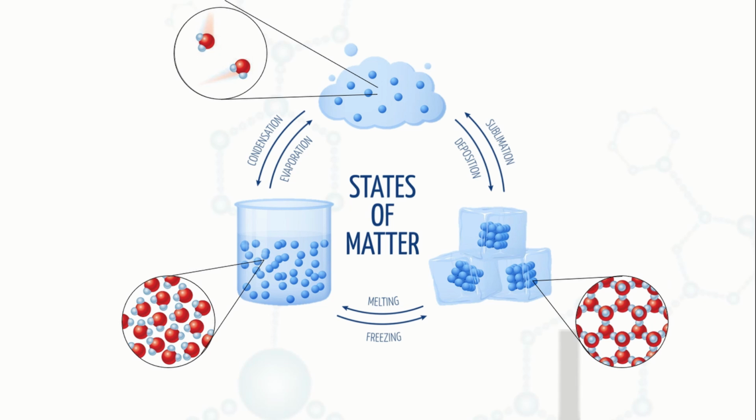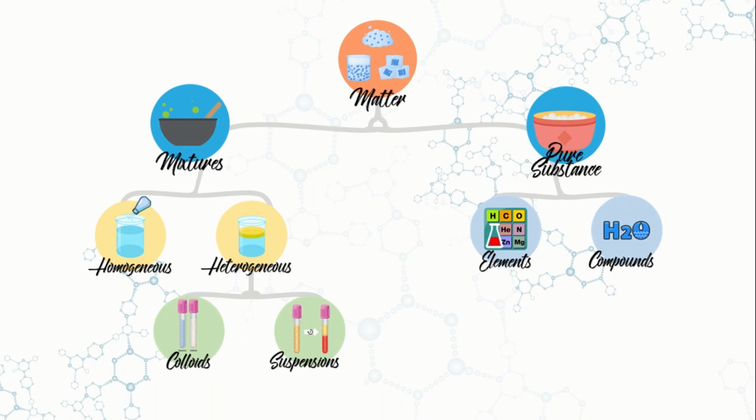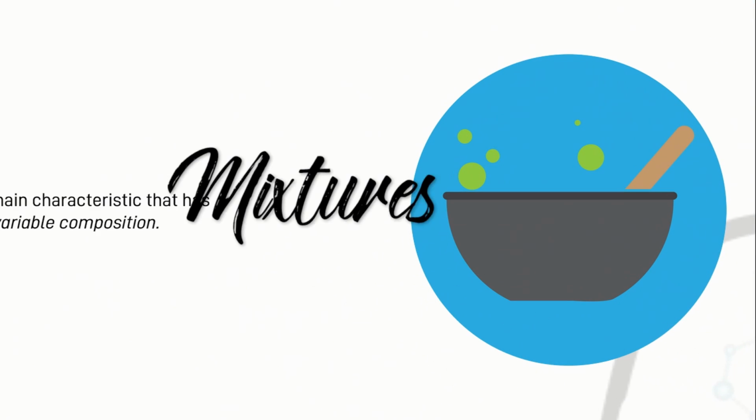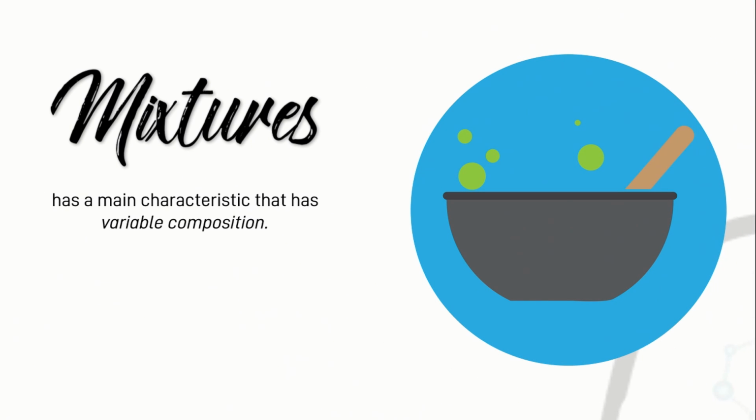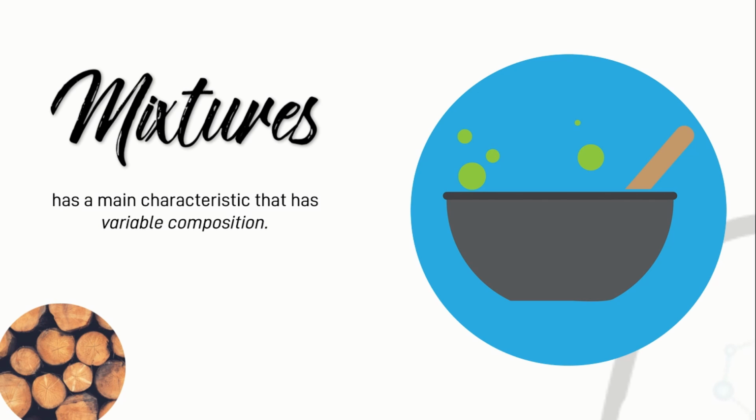Most matter around us comprise of mixtures of different pure substances. The main characteristic of mixture is that it has a variable composition. Let's take these as examples. Wood is a mixture of different substances. Wood of Narra tree may be different from wood of acacia tree. They have different composition, so they are mixtures.